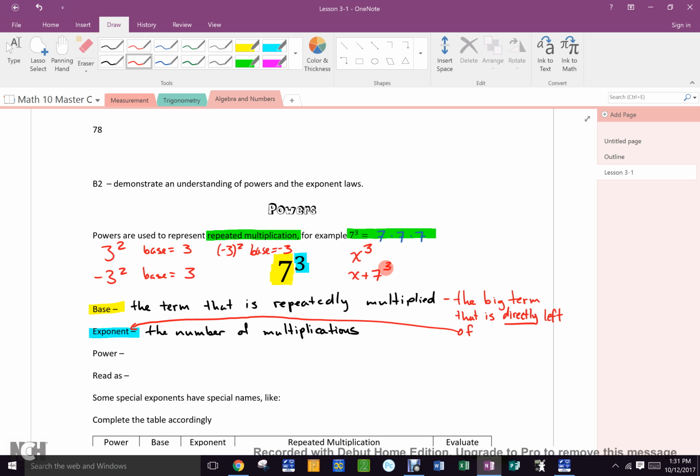It's 7. Why, Sam? Because that's the only thing to the left of an exponent. What is this base here? X plus 7. Is everybody good? That's the first tiny bit of new thing.